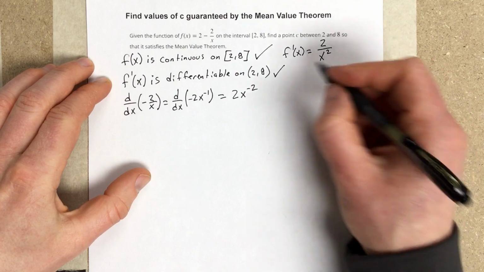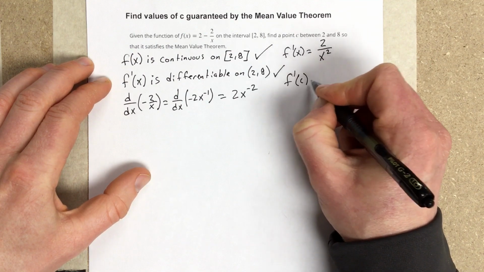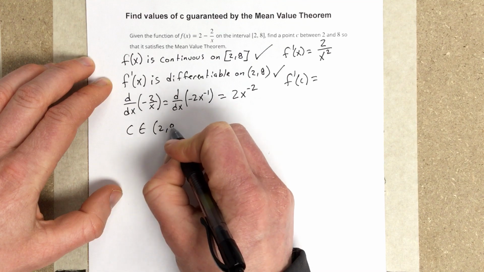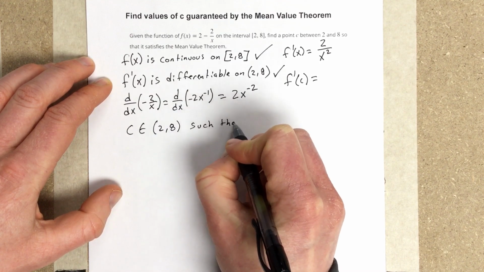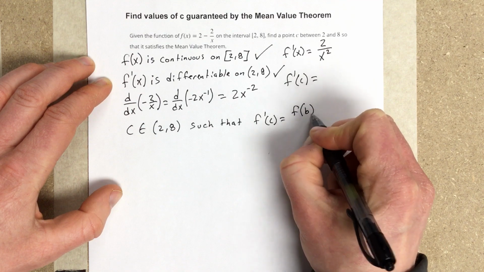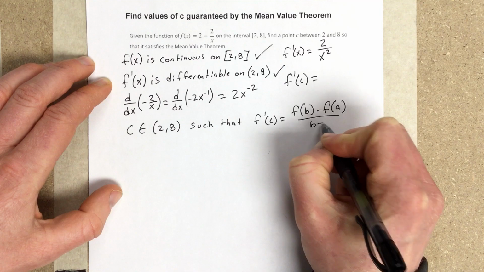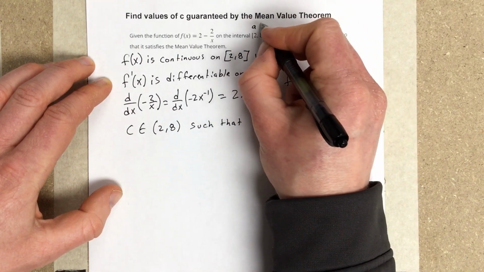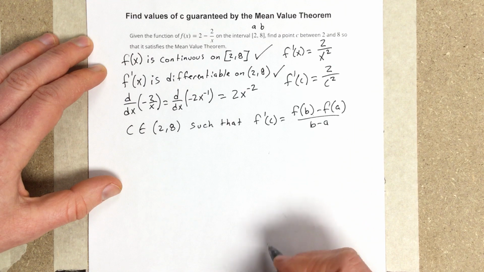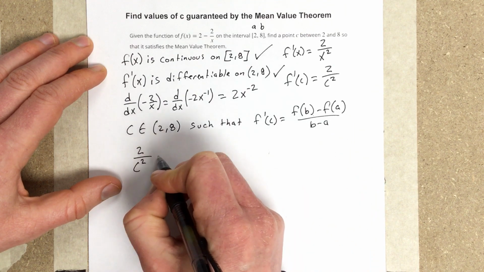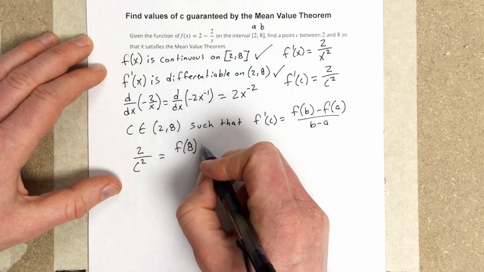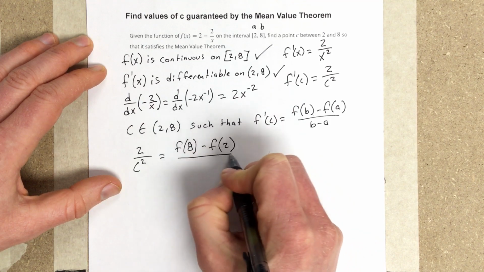Now, f prime of x is equal to 2 over x squared. I'm going to write that as f prime of c, because now this guarantees that there's c an element of 2 to 8 such that f prime of c is equal to f of b minus f of a over b minus a. Now, a and b are the 2 and the 8 here. So f prime of c is actually 2 over c squared. Then I can substitute that in and say 2 over c squared is equal to f of 8 minus f of 2 over 8 minus 2.